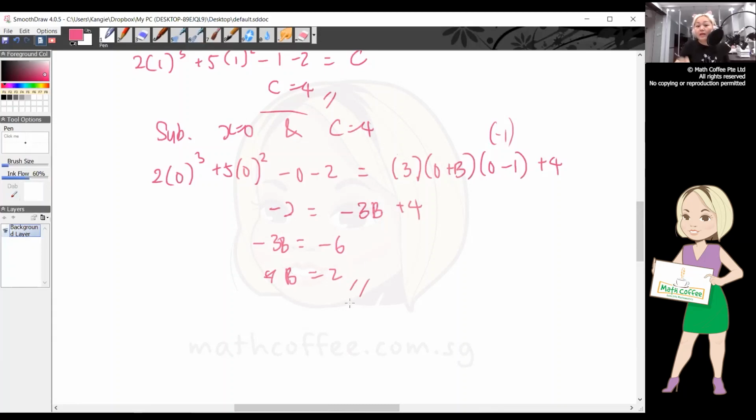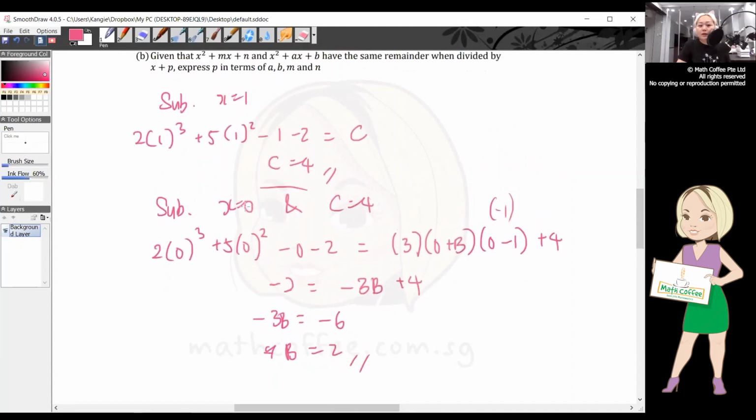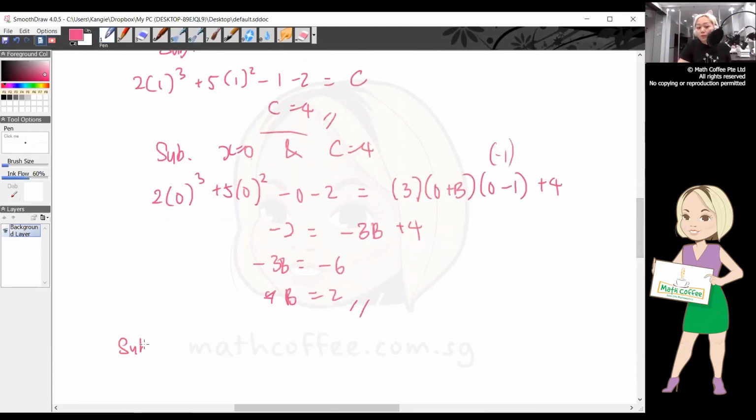So you see, I solved my c and b. Once I'm done with b and c, that means I only have one unknown, a. When you only have one unknown, it means you can sub any x value. Usually I don't sub too big a number. Since I already used 0 and 1, I'd rather choose to sub 2 instead of negative 1, because every time you sub negative, the chance of careless mistake is very high. So I will sub x equals 2, b equals 2, and c equals 4.